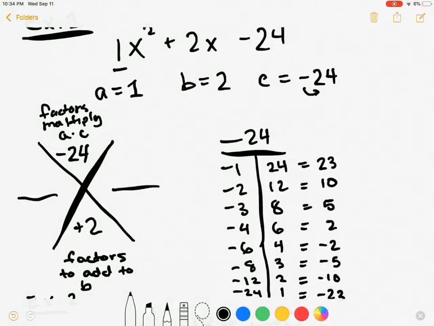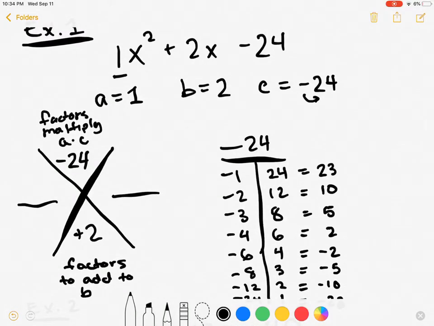Okay, now only, that should be a 23 here. Okay, now only one of those pairs is going to be the one that adds to a positive 2. So only one pair is really going to satisfy both multiplying to negative 24 and adding to positive 2.